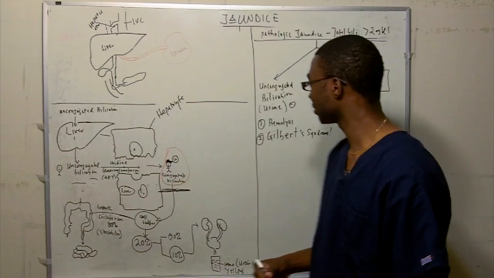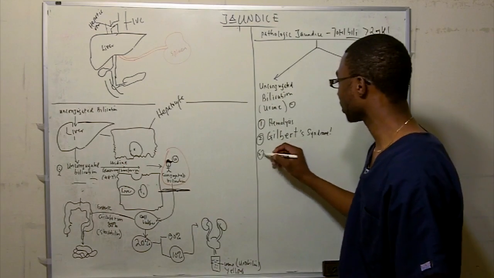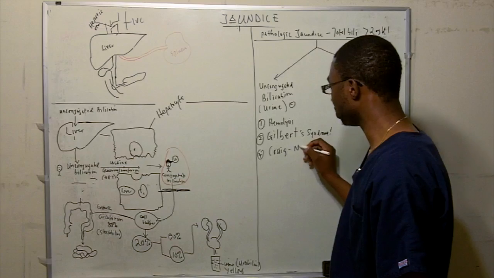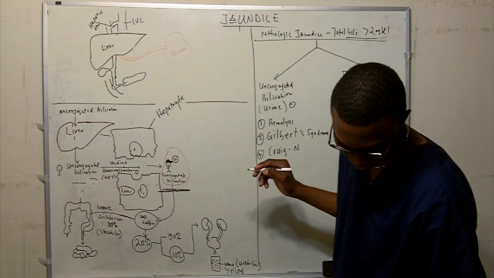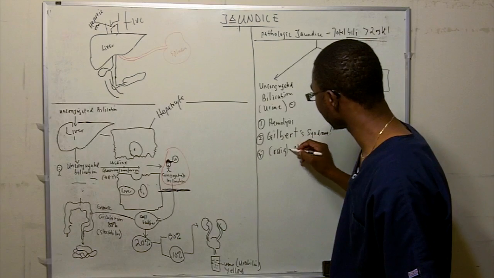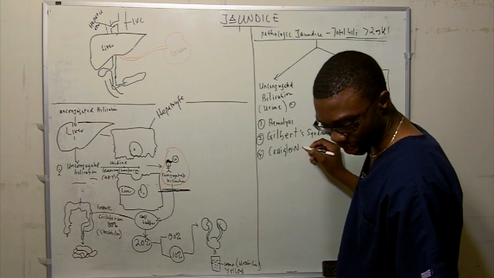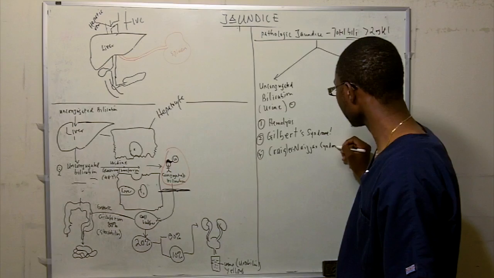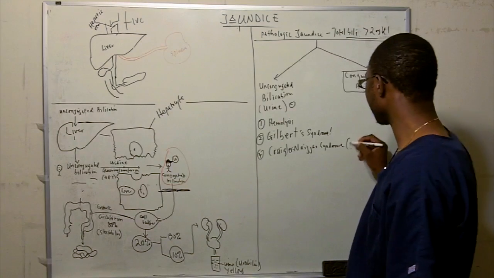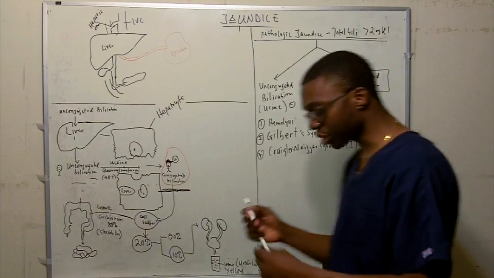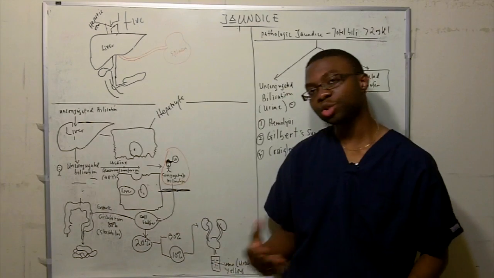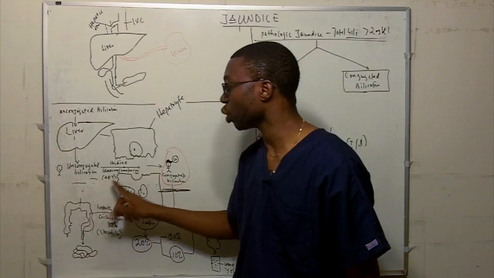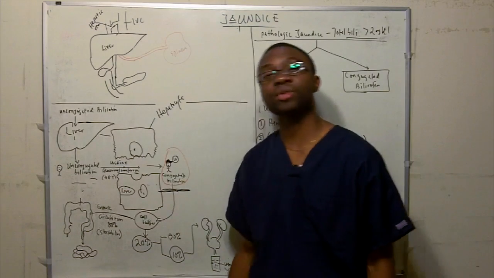That's one problem. The next one in this case is called Crigler-Najjar syndrome. There's a type 1 and a type 2. Bottom line with Crigler-Najjar is that these patients don't have uridyl glucuronosyltransferase.